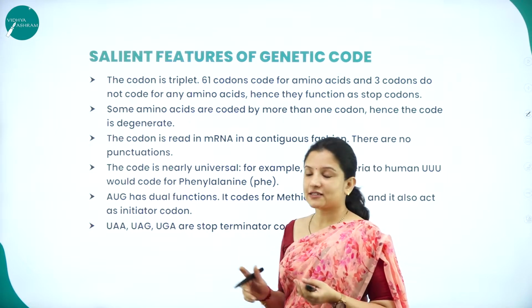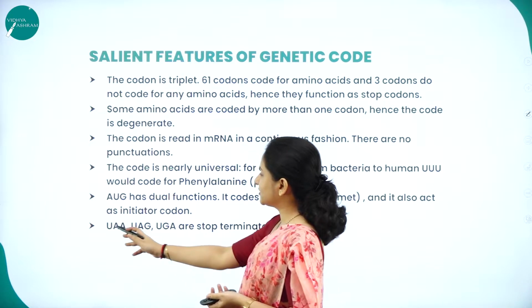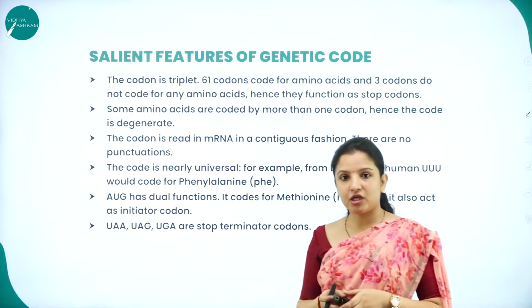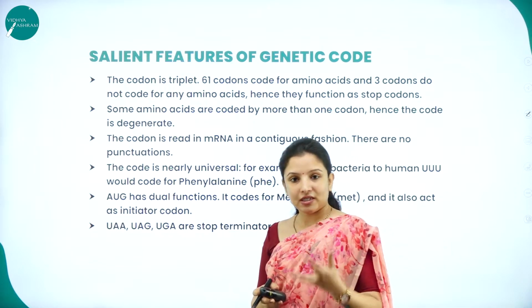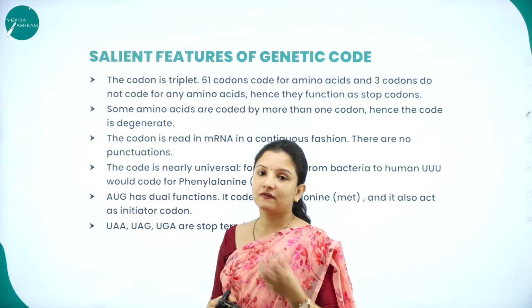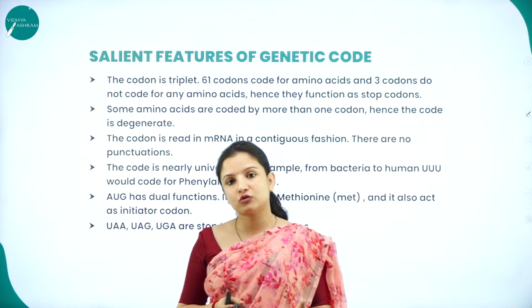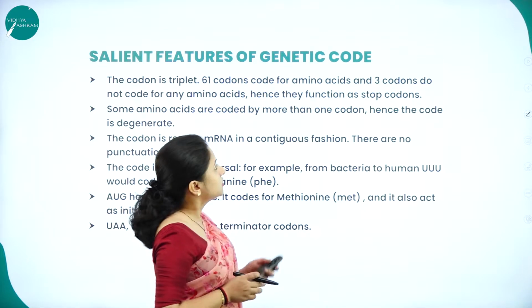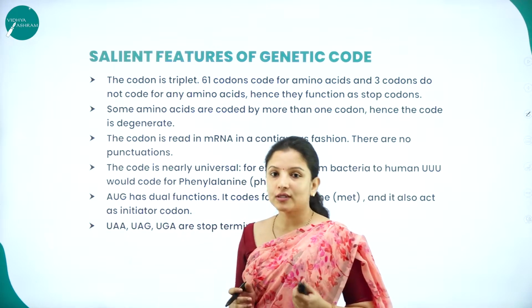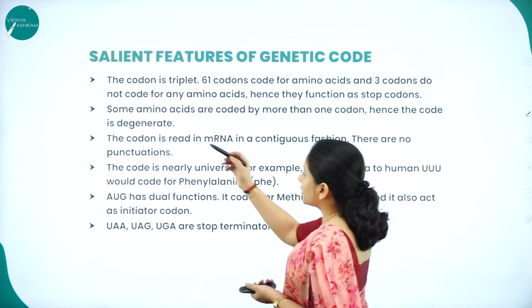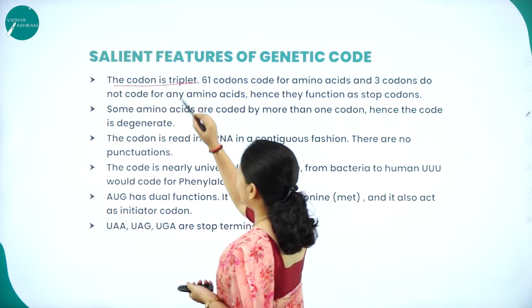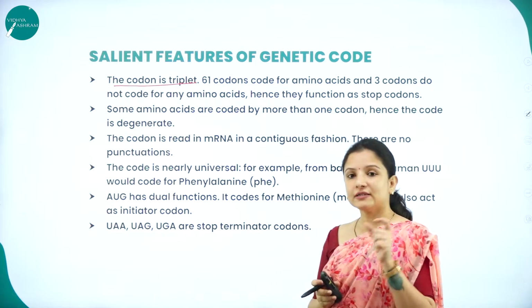Genes are always expressed in the form of triplet codons such as UAA, UAG, UGA and UCA, UAC, like that. 64 different types of codons are expressed. So what are the features of the genetic code? Let us look into it.